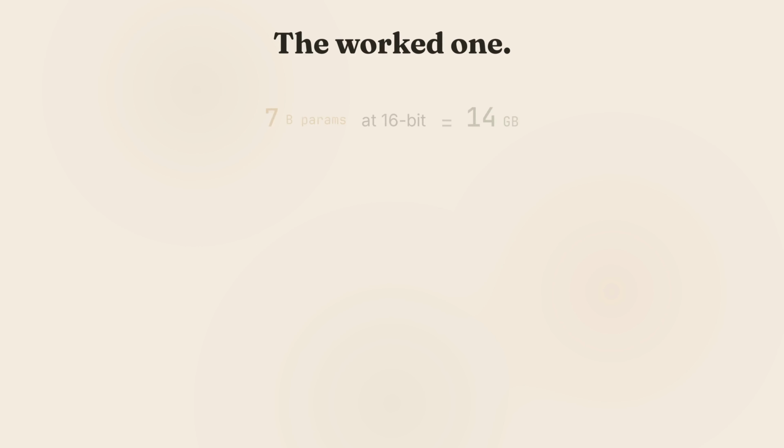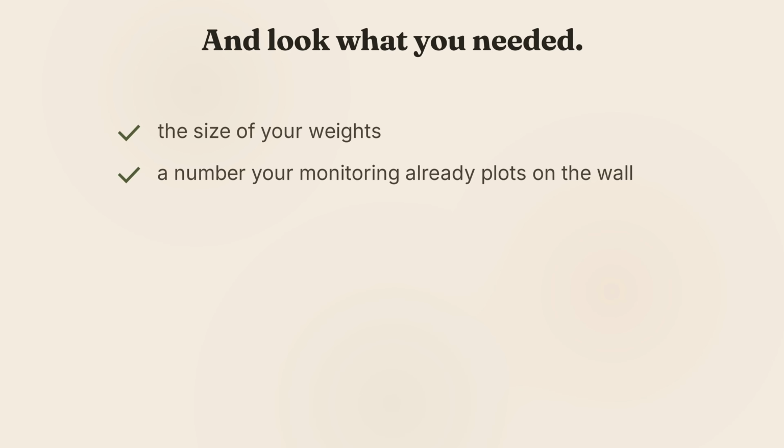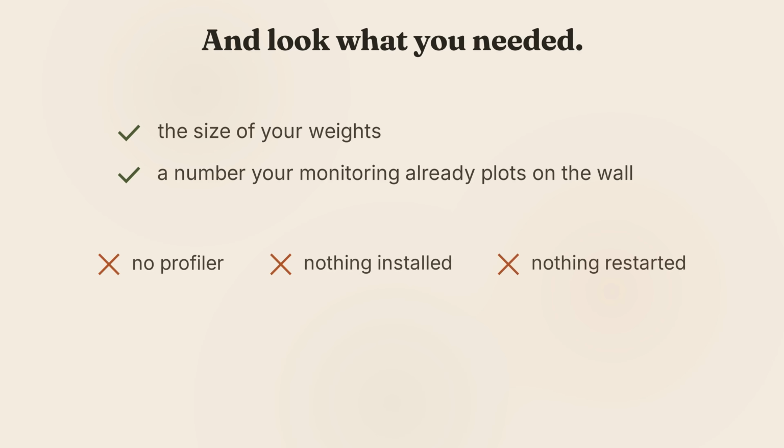Here's the worked one, and it comes from Databricks. A 7 billion parameter model at 16-bit is 14 gigabytes. Say your TPOT is 14 milliseconds. So 14 gigabytes in 14 milliseconds, and that's 1 terabyte a second. And if the card underneath you peaks at 2 terabytes a second, where does that leave you? 50%. And notice what you needed for that, just the size of your weights, and a number your monitoring is already plotting on the wall. No profiler, nothing installed, nothing restarted.